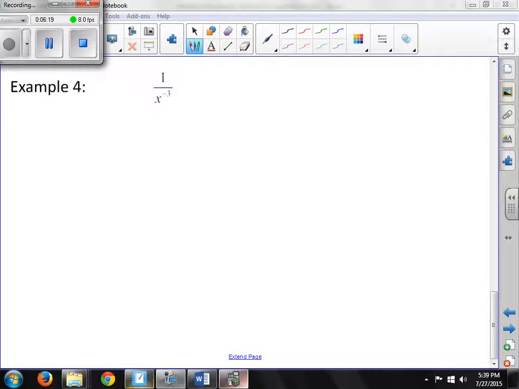Example 4. X to the negative 3. You see we have an x raised to a negative power in the denominator, so if we just let it rise to the numerator, it will become x to the third. We've left the variable with a positive exponent.